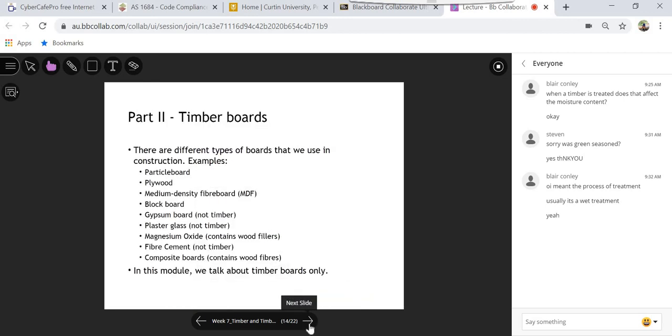All right, that's all about timber. Now I'm going to talk about timber boards. In terms of timber boards, there are different types, and I have given different types of boards. Actually, some of them are not timber. We will talk about some of them under high-rise construction. Just to give a list here, I have included all of them, but today I'm going to talk about only timber boards, which means plywood, particle boards, MDF, and block boards.